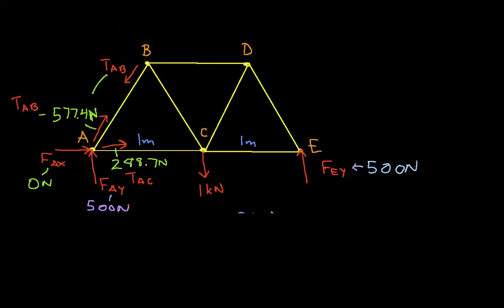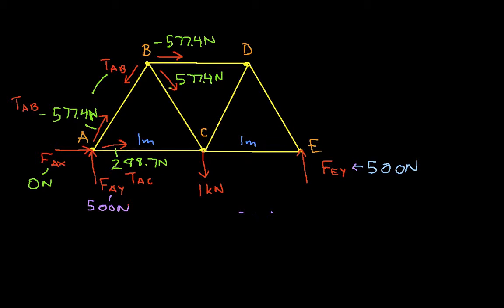Okay, we had TBD and TBC. TBD was minus 577.4 newtons. TBC ended up being 577.4 newtons. Okay, so again, we're making great progress here.